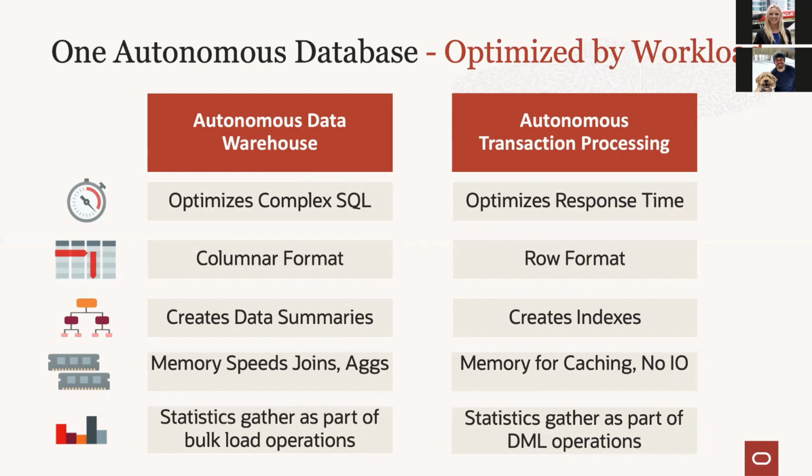And again, you can see some of these other things, such as the data warehouse is going to be more columnar based, whereas the transaction processing is going to be row format. There's a couple other little differences as you can read, but really you can do most things with both of them. It's just more optimizing the autonomous database for whatever your individual workload need is.